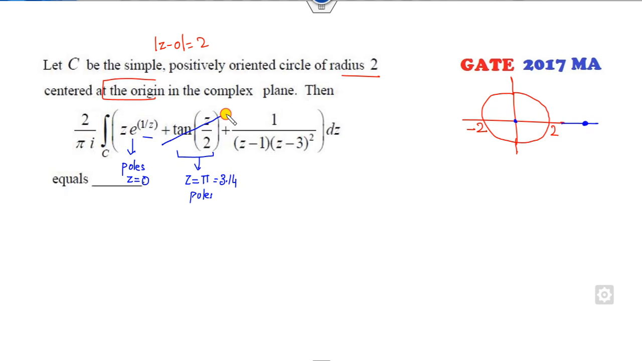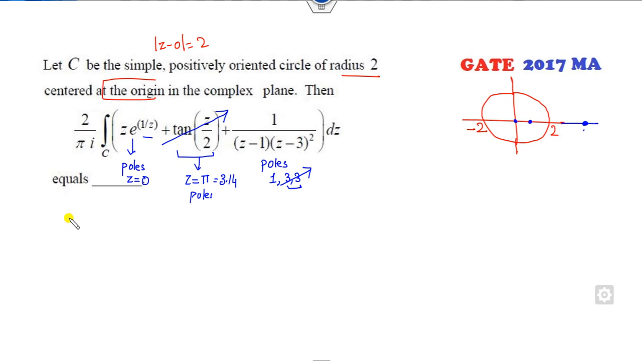So this function is analytic. Answer of this will be 0. What is the answer of this? What is the pole of this? Poles are at 1 and 3. But clearly 3 lies again outside. This value will not be there. 1 is inside. Fine.